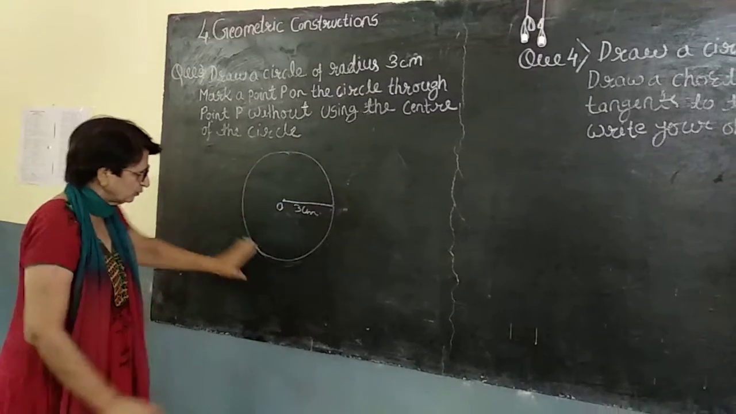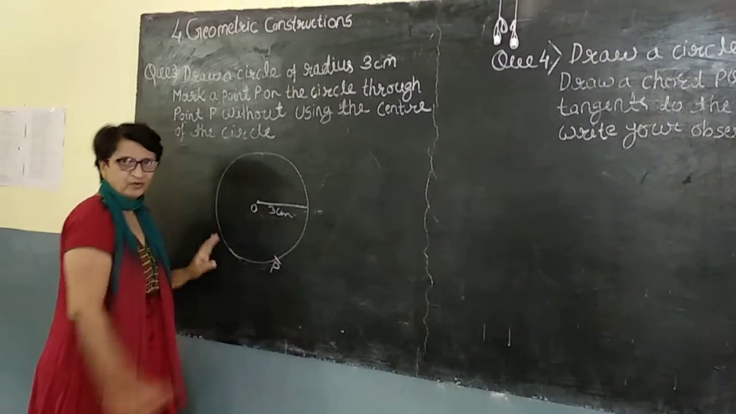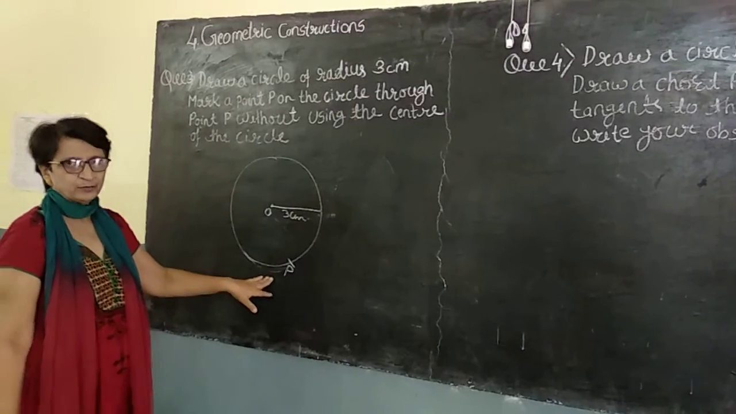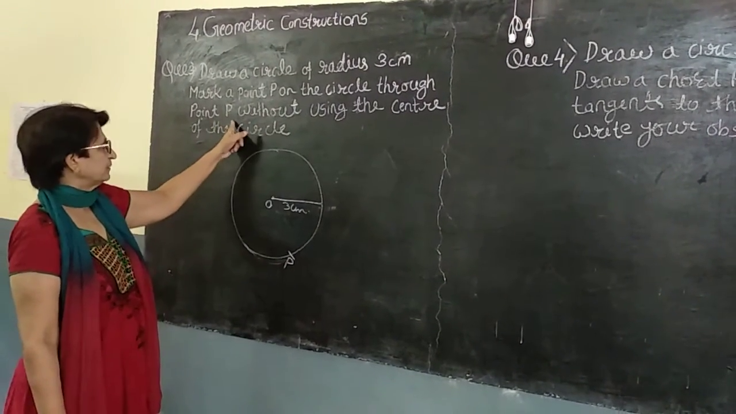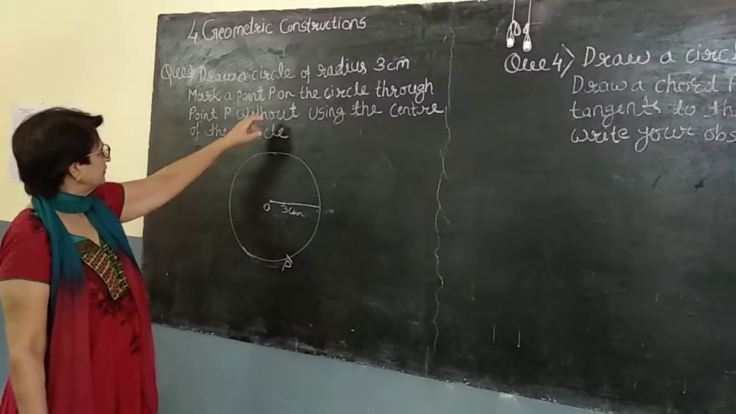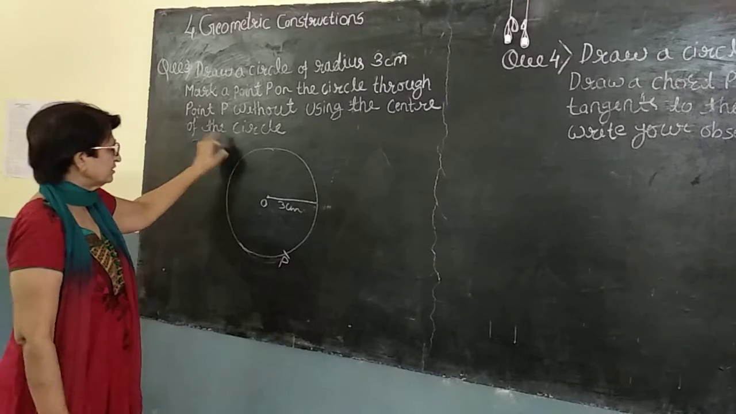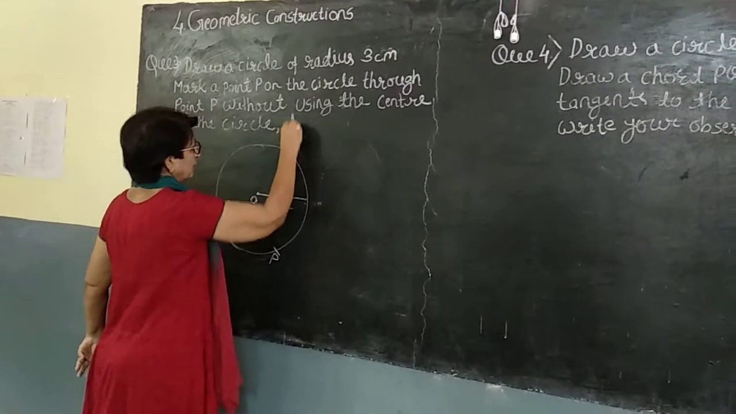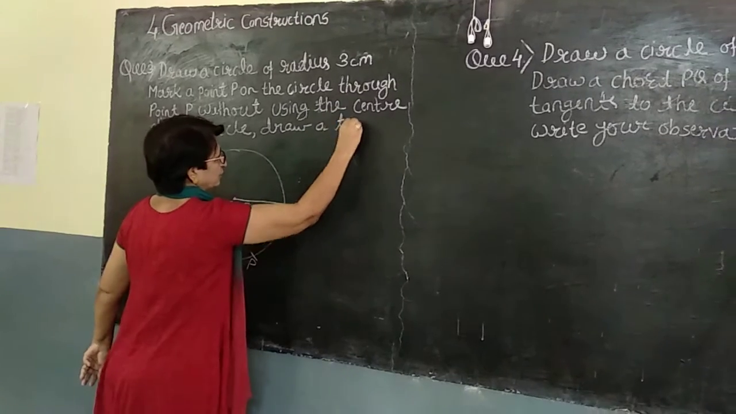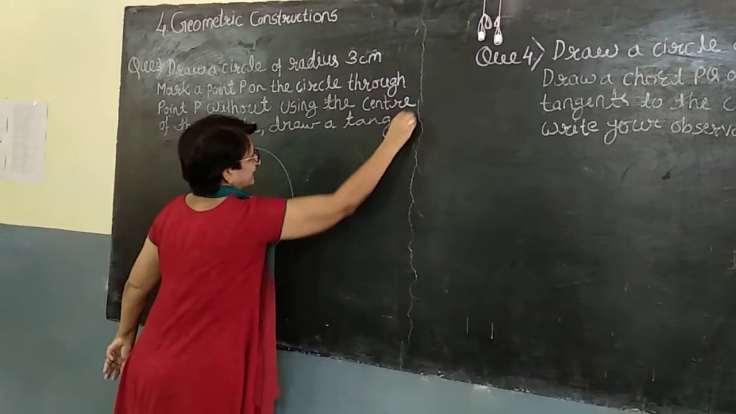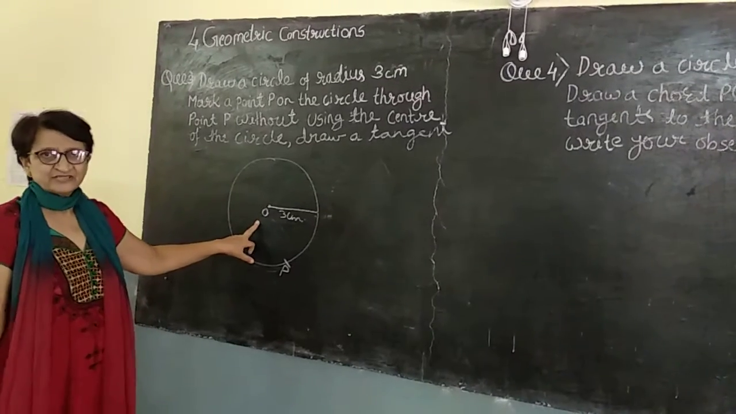On the circle I have to mark a point P. Through point P, without using the center of the circle, draw a tangent. So we have to draw a tangent from point P without using the center.